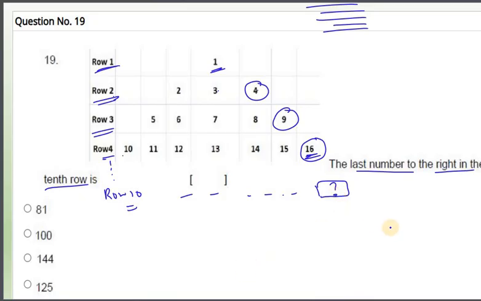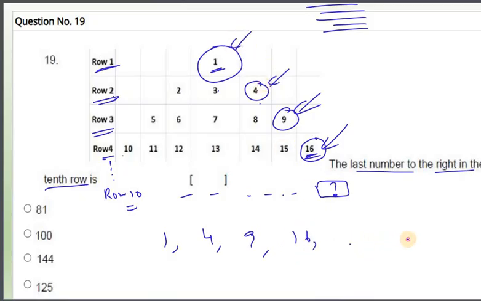Now, some students may do this using arithmetic progressions, writing a formula and all those things, but that is not required here. Very easy. You just write the first and last numbers. First one, 1. Second one, 4. Third one, 9. Fourth one, 16. So we have to find the 10th one. 1 means 1 square. 4 means 2 square. 9 means 3 square. 16 means 4 square.